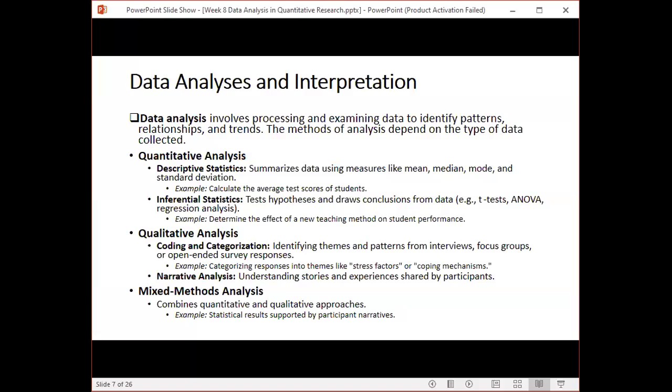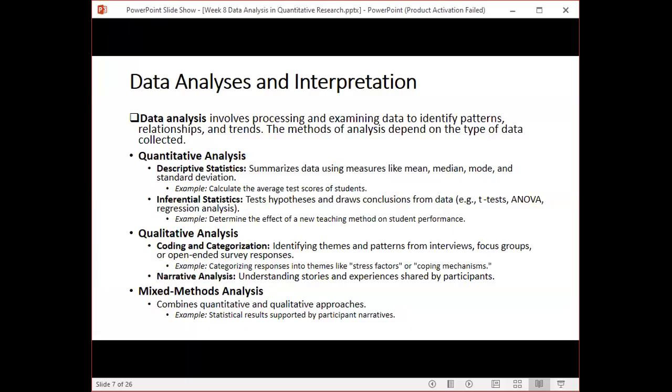And then if it's inferential, you test the hypothesis, you draw conclusions. You can use things like the t-test, the ANOVA, and regression analysis to do that. Okay, so that is quantitative. Qualitatively, you have to code, you have to categorize, you have to identify the themes and patterns from interviews, focus groups, and open-ended questionnaires, and so on. All right, so qualitative analysis will tell you the kind of analysis that you can do.